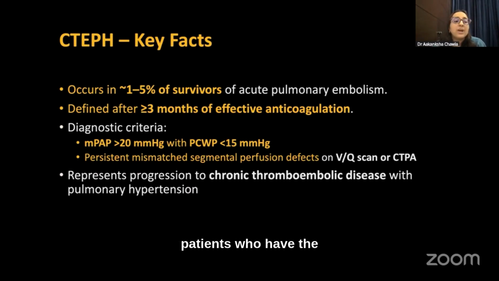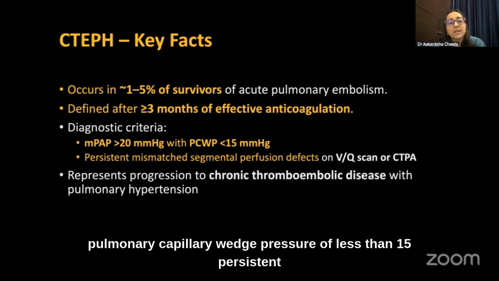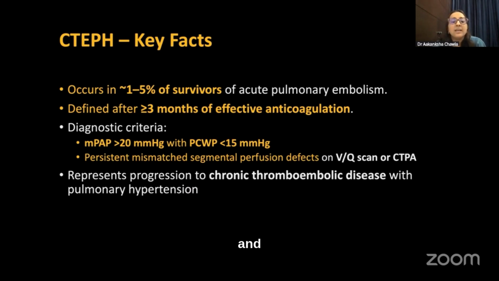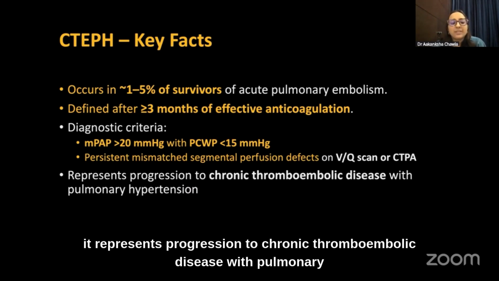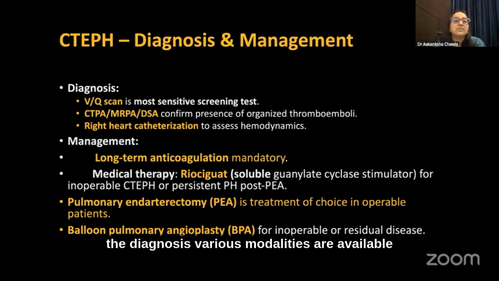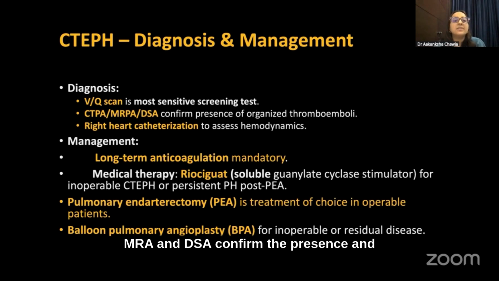In patients who have the pulmonary artery pressure of more than 20 and a pulmonary capillary wedge pressure of less than 15, persistent mismatched segmental perfusion defects on VQ scan, it represents progression to chronic thromboembolic disease with pulmonary hypertension. The diagnosis, various modalities are available. VQ scan is the most sensitive screening tool, but CTPA, MRA, and DSA confirm the presence, and right heart catheterization in limited cases to assess hemodynamics.